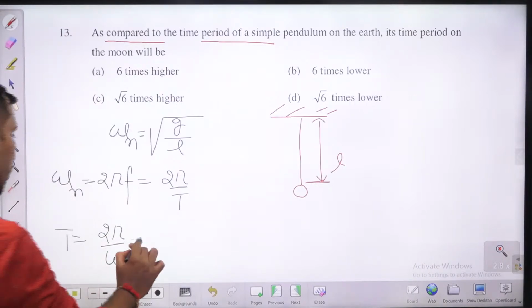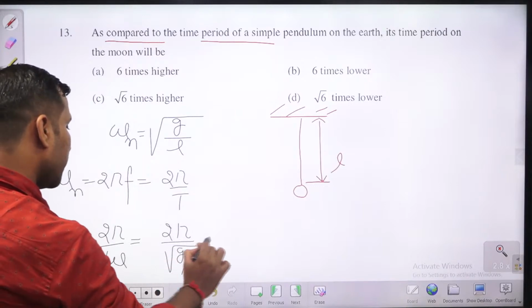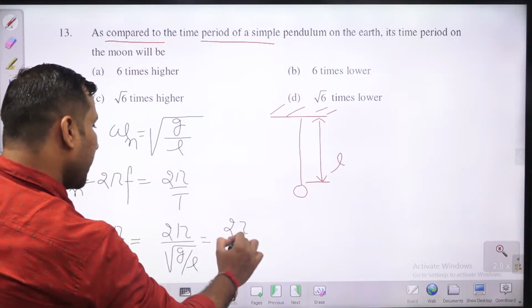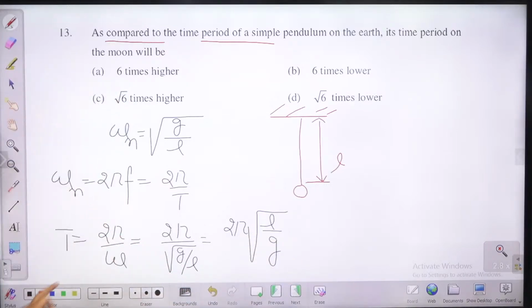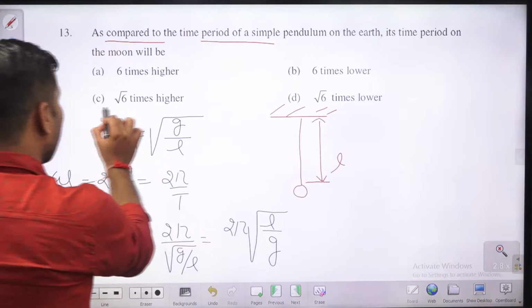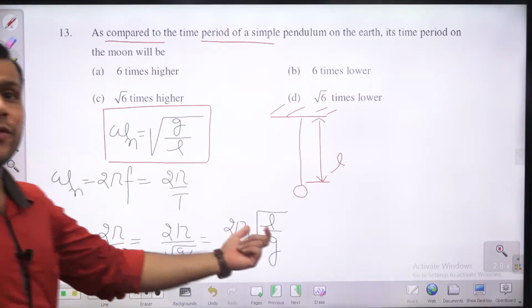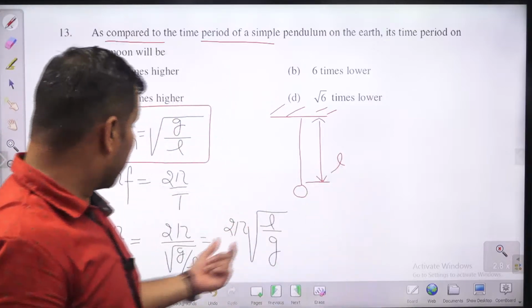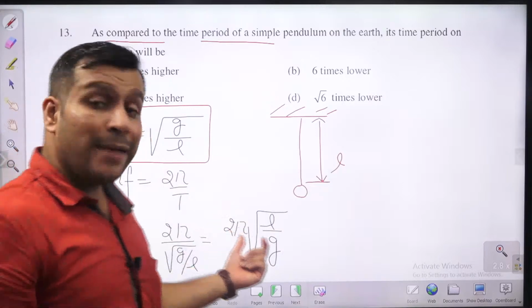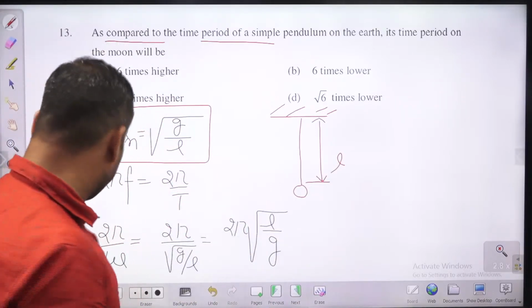Or you can write it as 2 pi under root l by g. So directly you can remember. It is better to remember this only, guys, because if you remember omega n for a simple pendulum is under root g by l, you will easily get this in seconds. You will be able to write the time period, the time taken to complete one cycle, as 2 pi under root l by g.